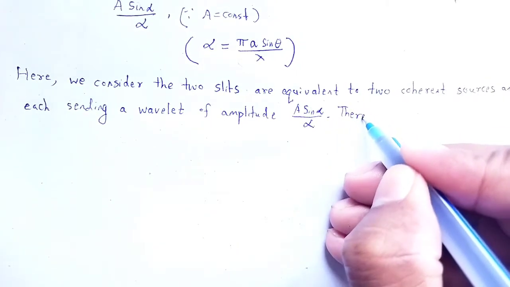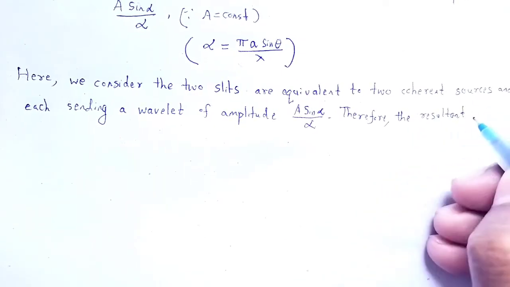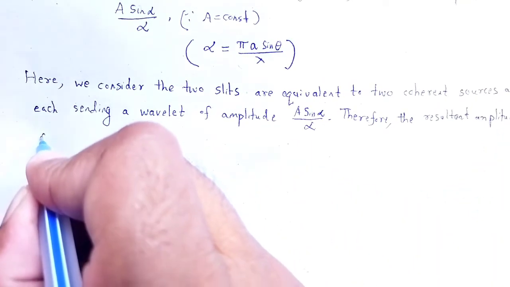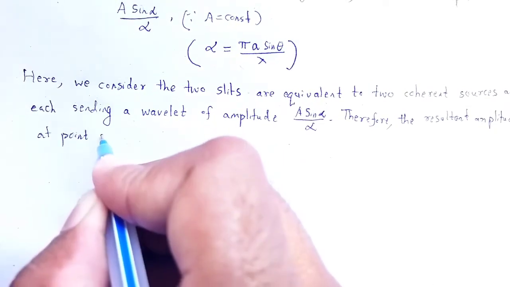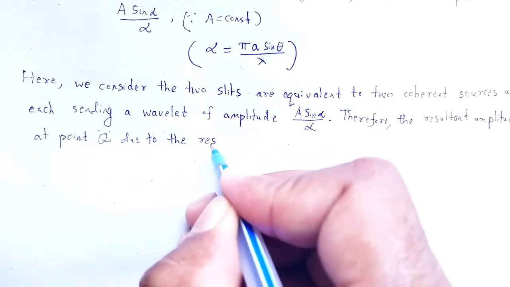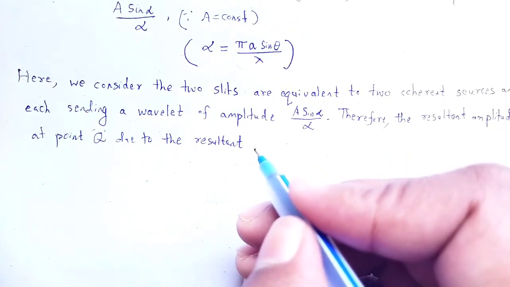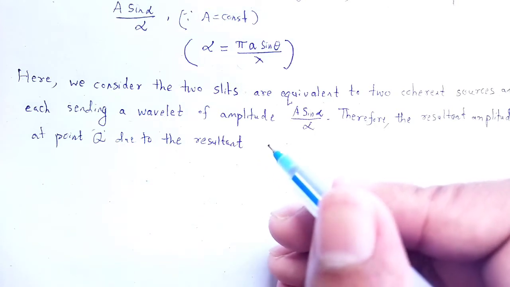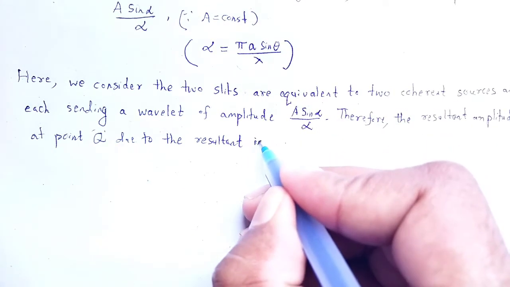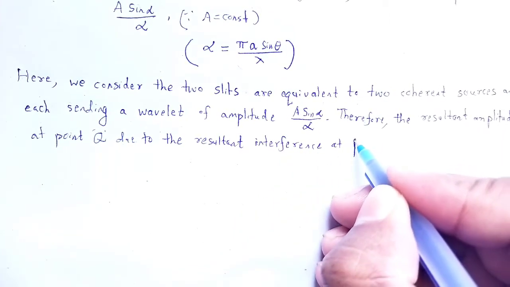Therefore, the resultant amplitude at point Q is due to the resultant interference at that point.